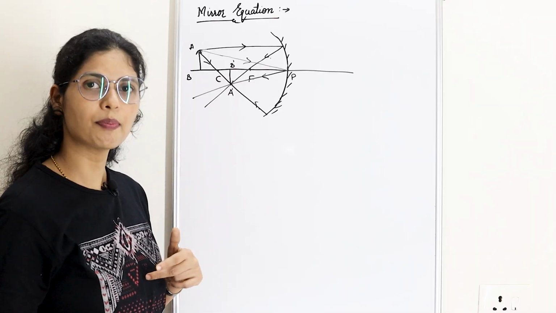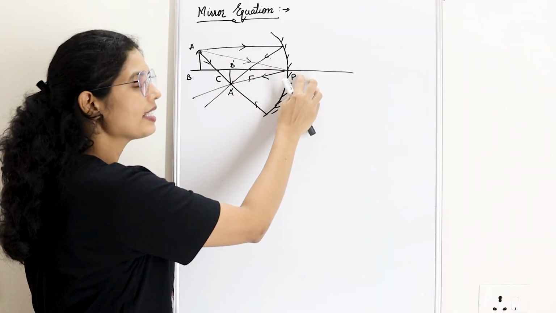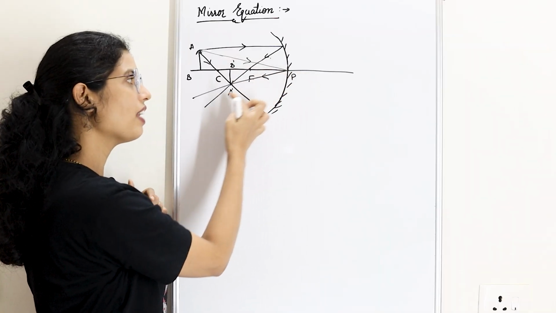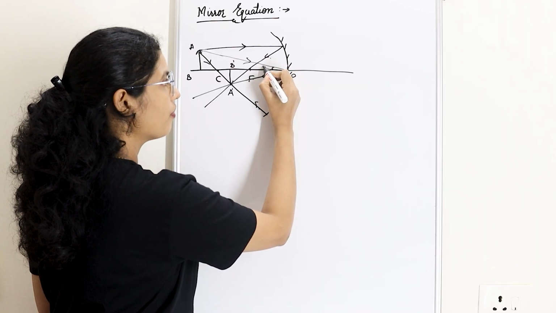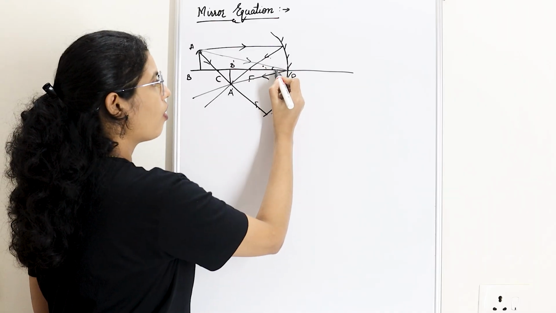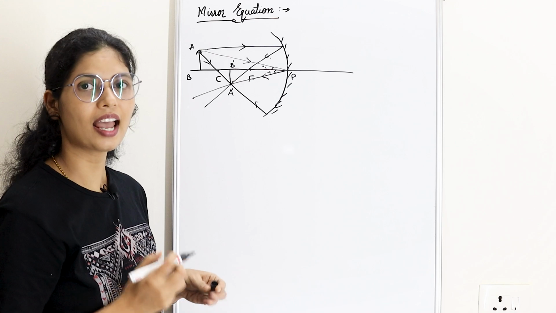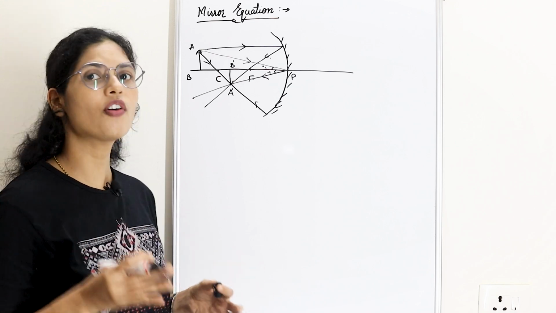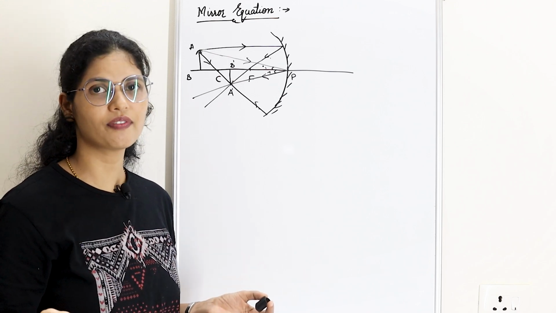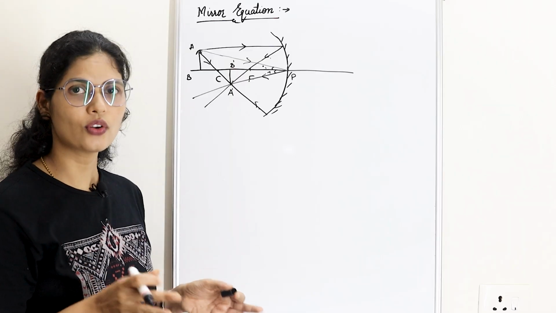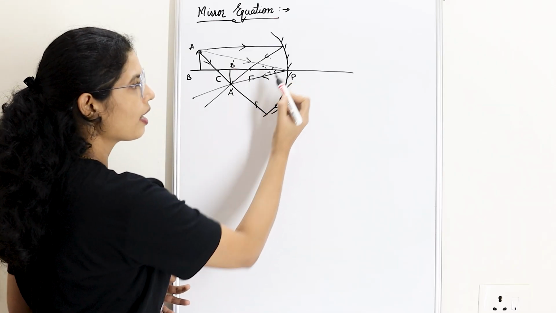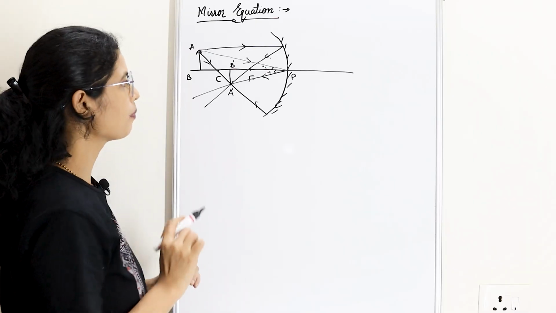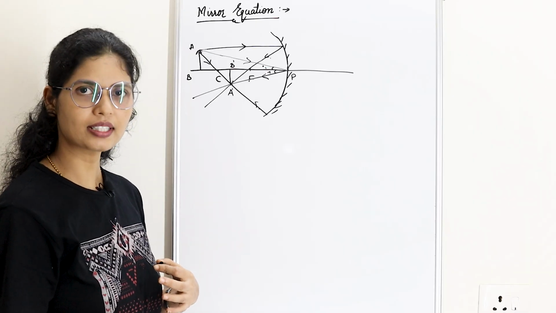Then there is one more type of incident ray which directly incidents on the pole and gets reflected from the pole by making angle of incidence i and angle of reflection r. As you know from the law of reflection, the angle of incidence is always equal to the angle of reflection. Here also the same happens: the angle of incidence and angle of reflection are the same. So this is one more type of incident ray.